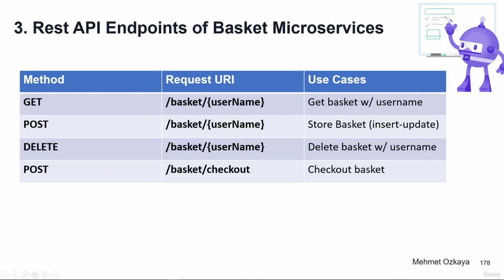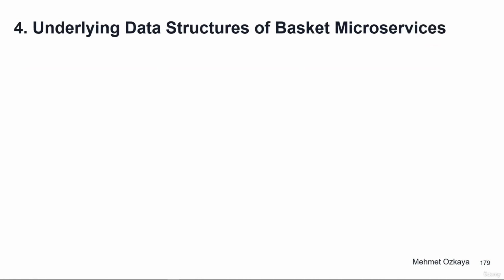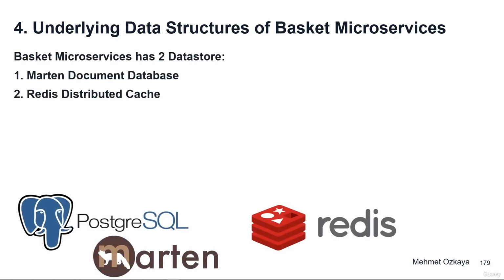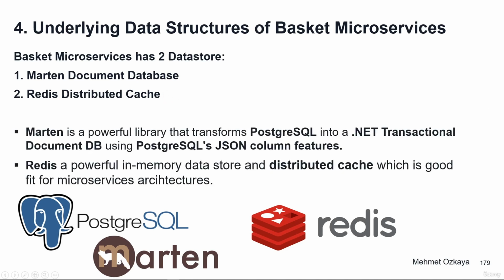After that, we can check the infrastructure and underlying data structures of basket microservices. Basically, basket microservices has two data sources. The first one is the Marten document database, which is the PostgreSQL database, and the second one is Redis distributed cache. Marten is a powerful library that transforms PostgreSQL into a .NET transactional document database, and Redis is a powerful in-memory data store and distributed cache, which is a good fit for our microservice architectures. We will see all details in the implementation phase.